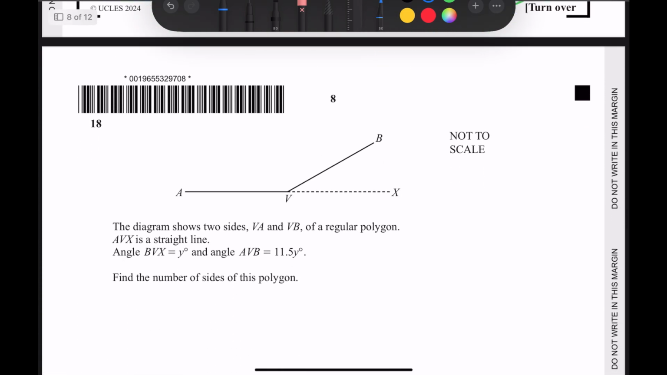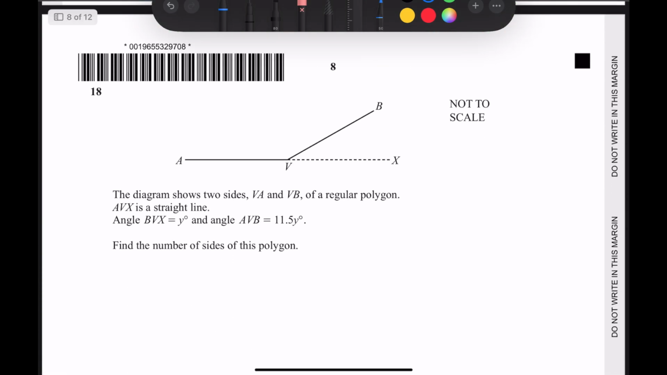Question 18 says that the diagram shows two sides, VA and VB, of a regular polygon. A regular polygon means that all sides are equal and all interior angles are also equal. AVX is a straight line, angle BVX is equal to y, and angle AVB is equal to 11.5y. Find the number of sides of this polygon.